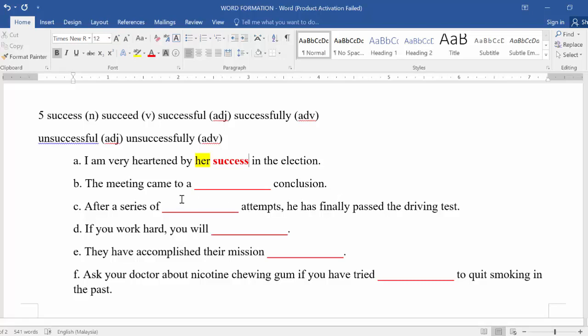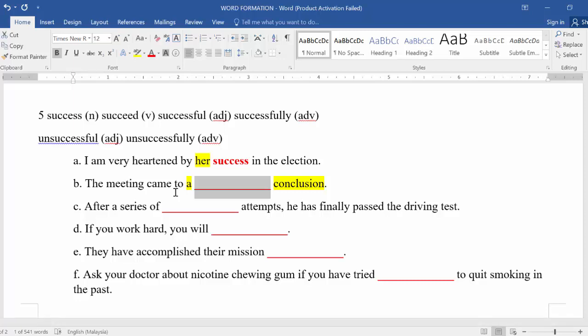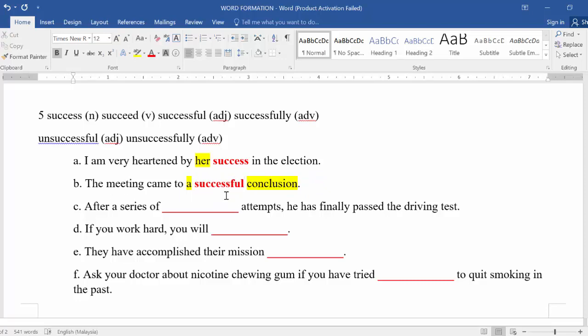Next one, B. The meeting came to a what conclusion? Highlight your keyword, a determiner, and the next word is a noun. So when you have a determiner and a noun at the back, in between them it should be an adjective which is describing the noun at the back. We have two adjectives here, successful or unsuccessful. Usually when the meeting ends, it means that this meeting has discussed something. So usually we use successful. Successful conclusion, describing the conclusion.